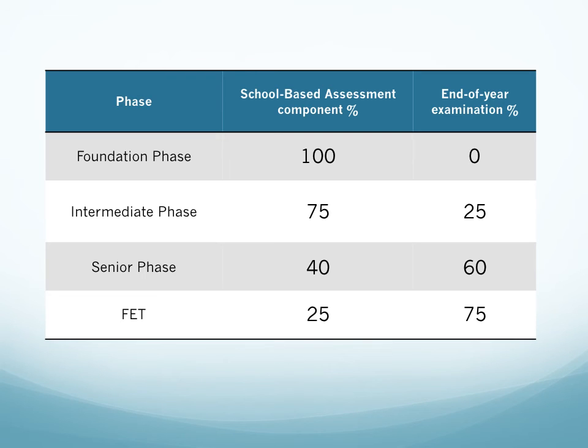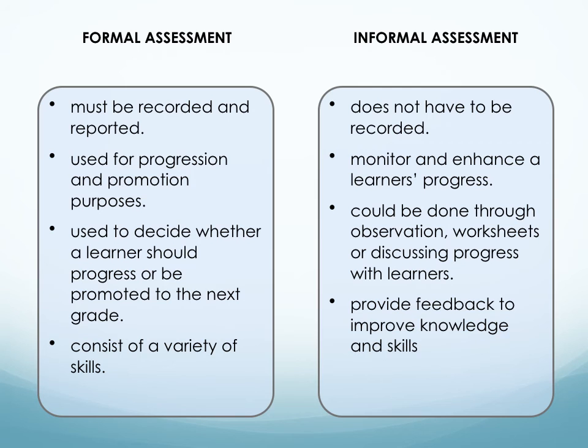In senior phase, the weighting for the exam gets slightly heavier. So 60% of your final mark at the end of the year, coming up to the code, is made up of exam results. And then of course for FET, the school-based component is much lower weighted at 25% versus your end-of-year exam of 75%. In summary, let's have a look at the differences between formal and informal assessment.